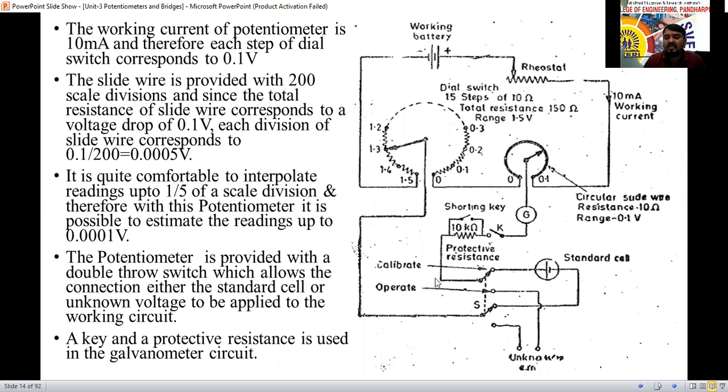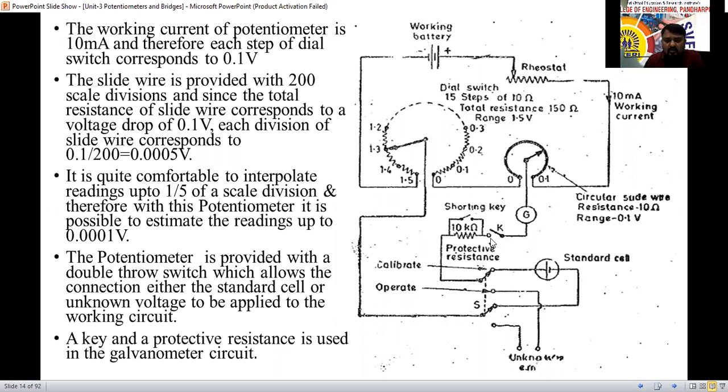Standard cell, it is connecting nothing but calibration mode here. If the switch is connected to this one, it is a calibration mode. If the switch is connected to this one, it is an unknown EMF mode here. The potentiometer is provided with a double through switch which allows the connection of either the standard cell or unknown voltage to be applied to the working circuit here. So this key K we have used here is for the protective key, and protective resistance is used in the galvanometer circuit.